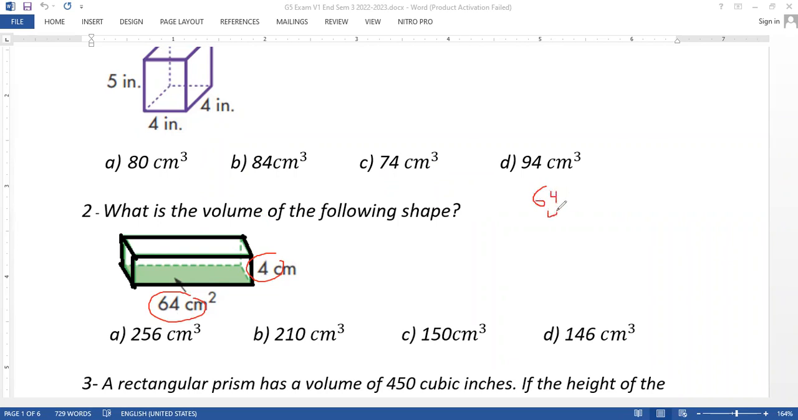4 multiply 4 equals 16. 4 multiply 6 equals 24 plus 1, 25. So the answer is A, 256 centimeter cubed. Question number 3.